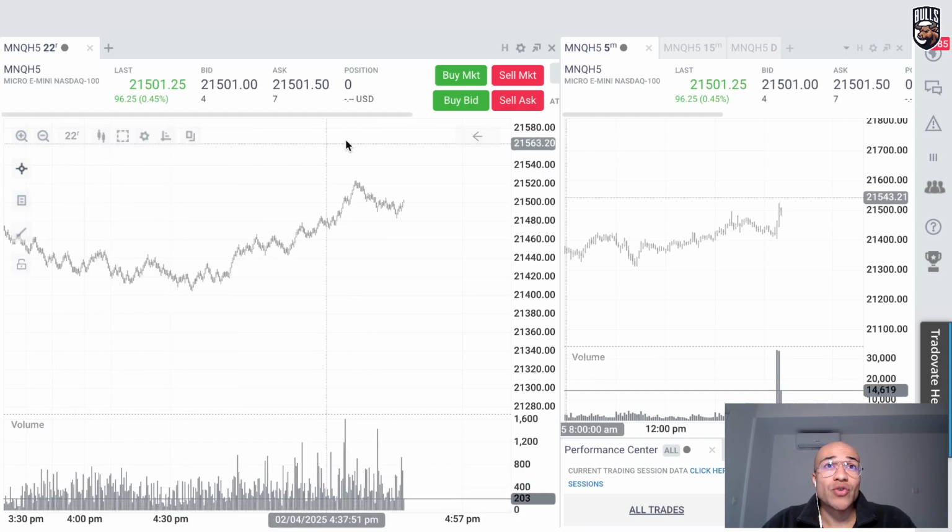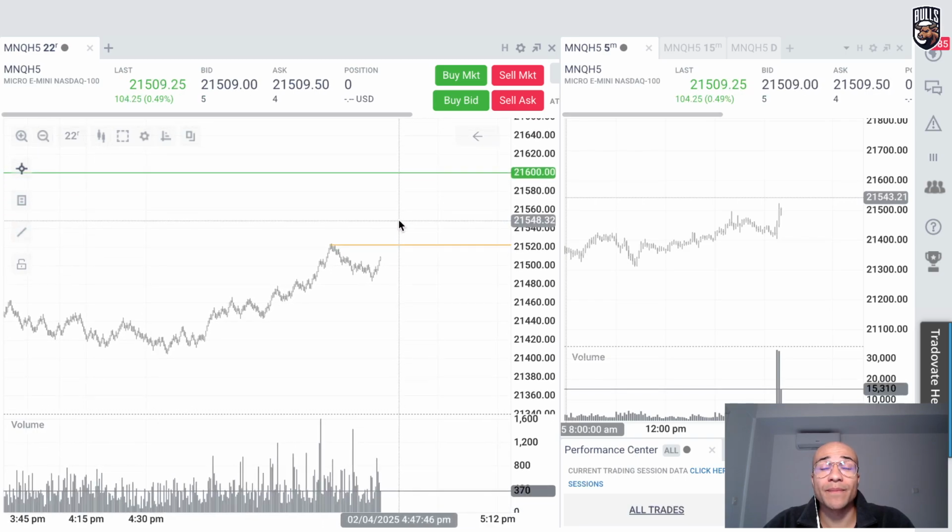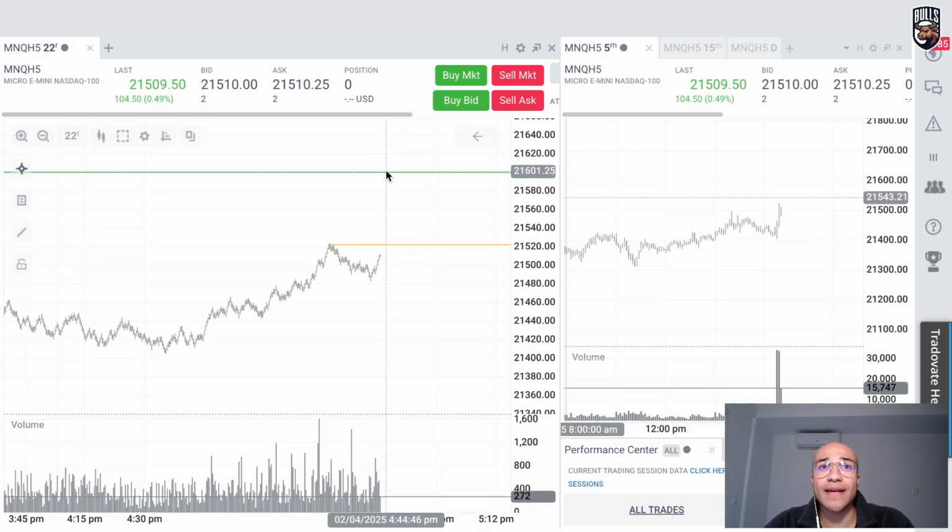So let's now make sure that we get the key levels on the charts. Obviously, we have the high right here. High of day is 600. Now we have the 20 as the high right here.